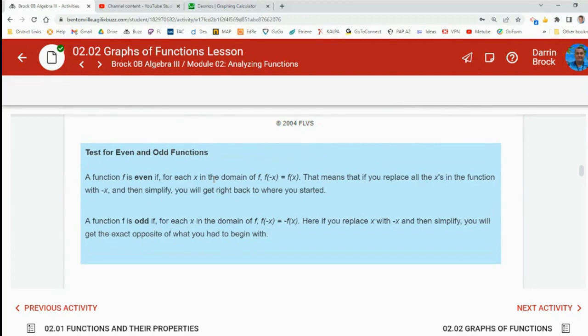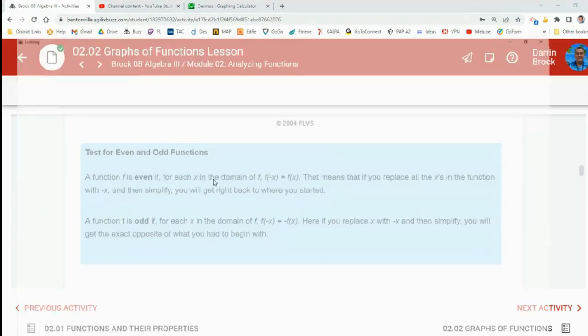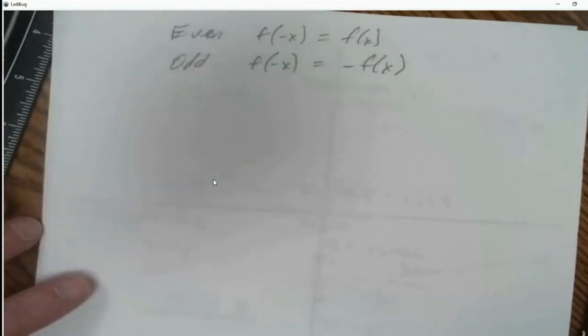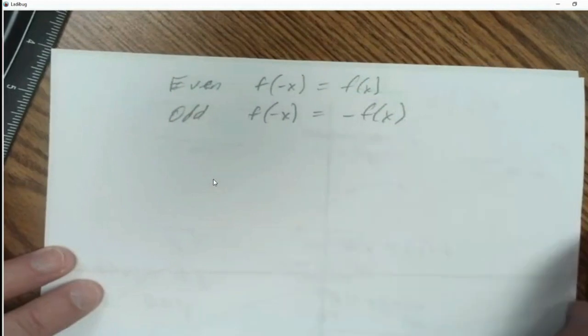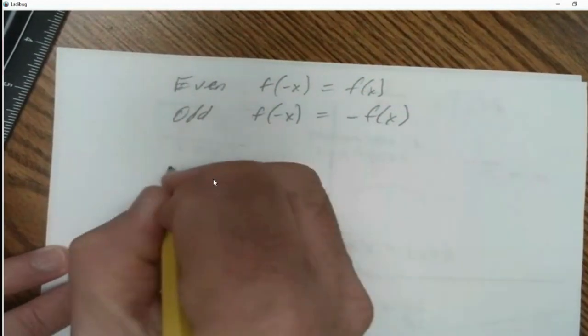If it's even, well, I didn't write that nicely. f of negative x will equal f of x. And if it's odd, then f of negative x will equal negative f of x. All right, I'm going to put this up on the screen here. Okay. So this says if a function's even, f of negative x will equal f of x. And if it's odd. So let's check one.